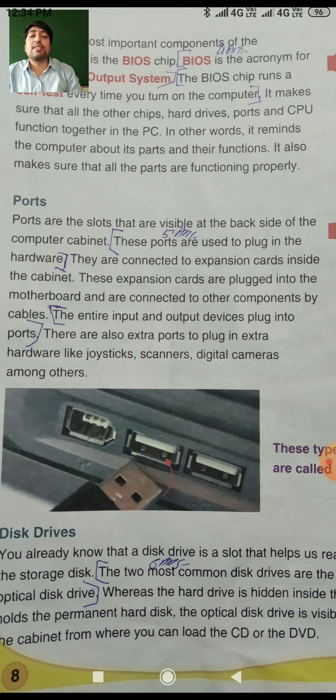We have already seen the different expansion cards available in the CPU. Yesterday we covered that topic well. So today we just explain the ports attached to those expansion cards. The expansion cards are plugged into the motherboard and are connected to the components by cables. Different components are useful with the help of cables. Cables connect the different expansion cards. Expansion cards are already connected to the motherboard and are connected to other components by cables.